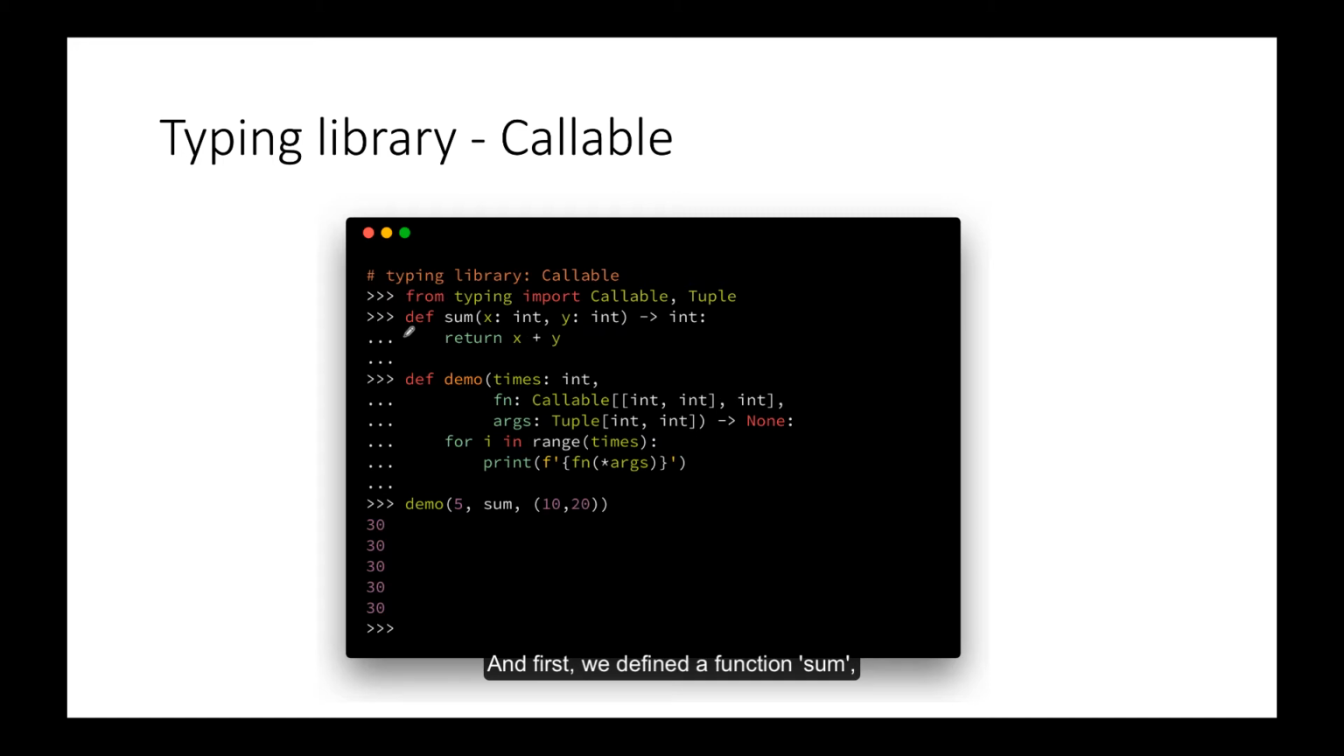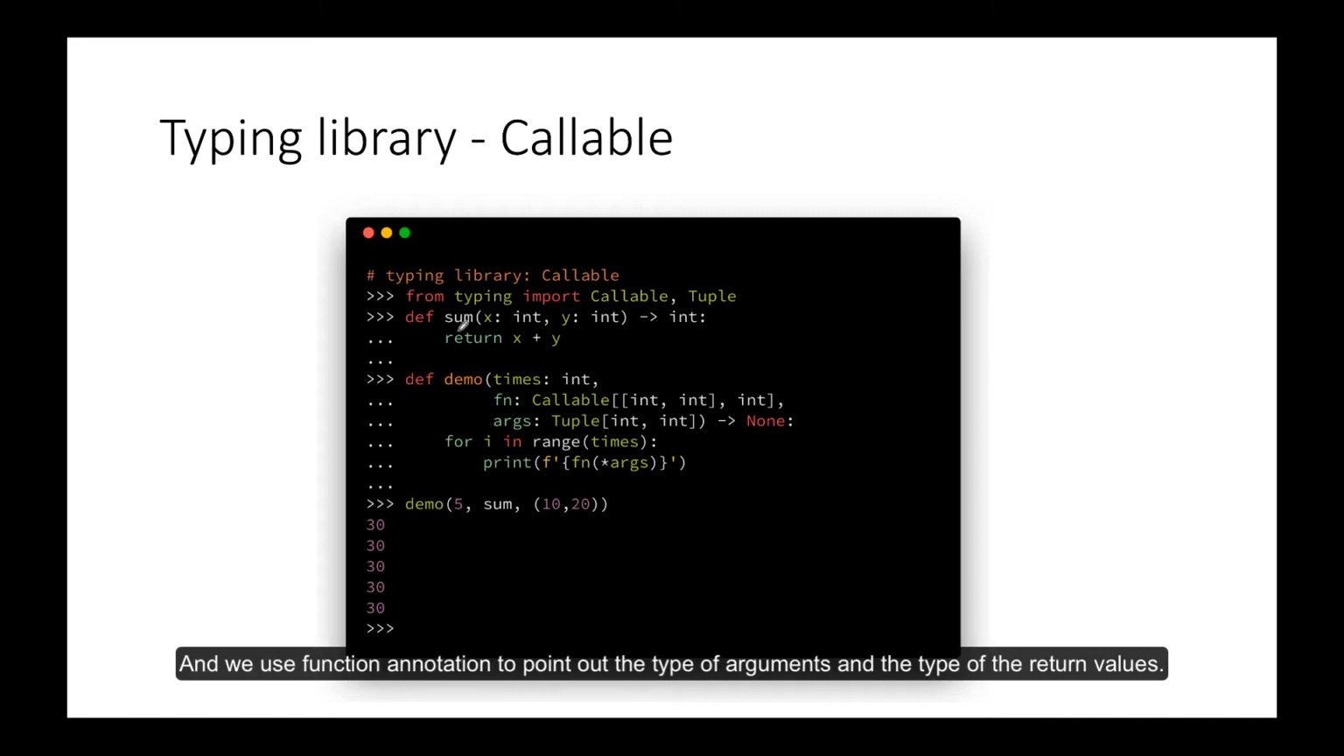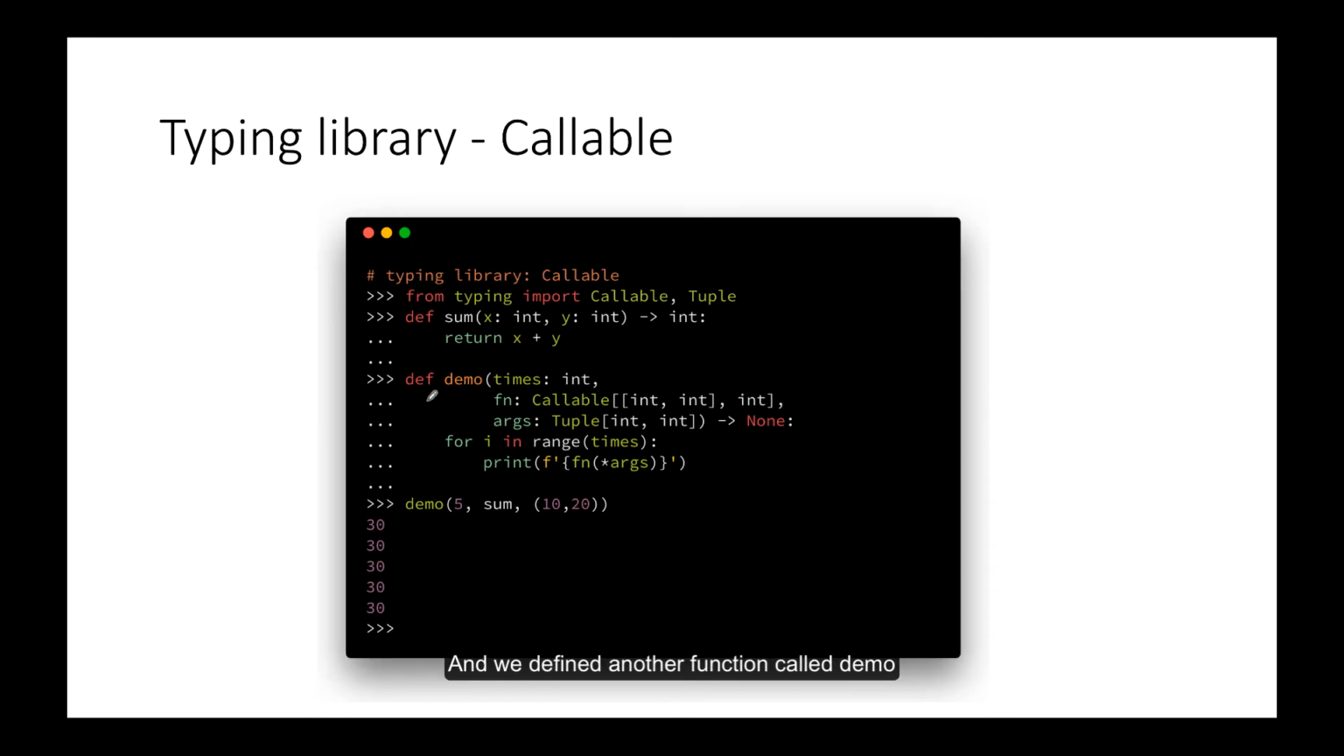First we define the function sum, and we use function annotation to point out the types of arguments and the type of the return value. And we defined another function called demo, and demo has 3 arguments. The first one is an integer, the second one is a Callable function actually, and for this, the first element is the function argument types. There are 2 integers as arguments, and the last one is the return value type. It is also an integer.